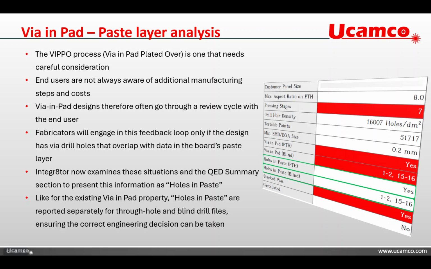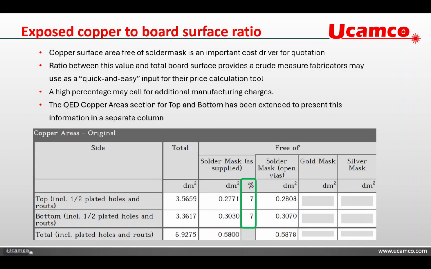And just like with the normal VIA in PAD, you see that the holes in the paste layer are split up between through holes, the top to bottom ones, and on the other hand, the blind ones. That too is something that will be filled out automatically, provided, of course, that your job contains paste layers. That is a prerequisite, obviously. But other than that, again, this comes as part of your maintenance contract. It's covered by the auto analyzer licenses, which most of you probably have.